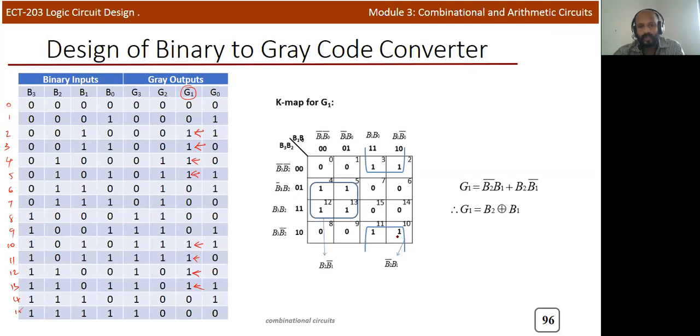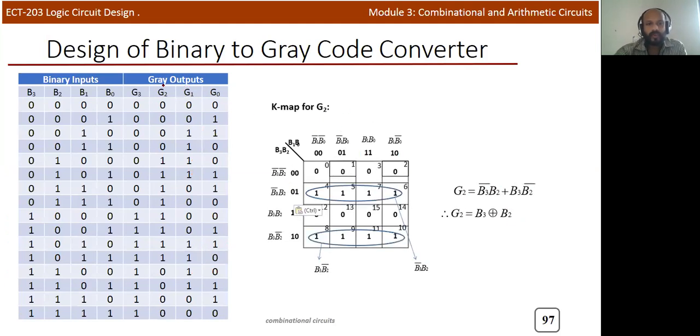It's a single group. Column wise, B2 bar is common in the first row and the last row. Here it is B1, so we can write B2 bar B1 as one term. Another term is B2 B1 bar, where B2 is common and here B1 bar. So again you can write B2 XOR B1.